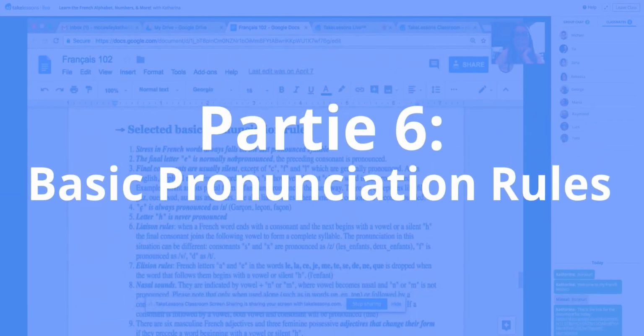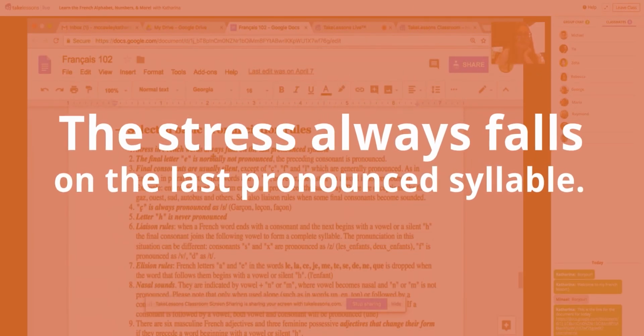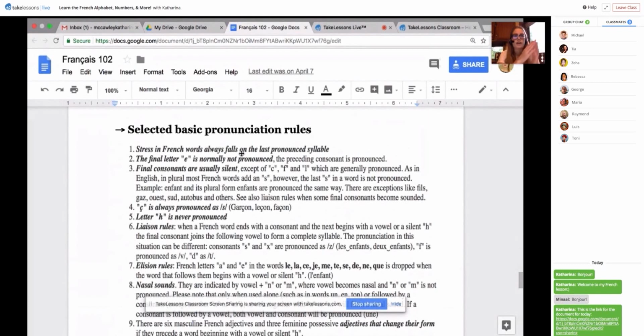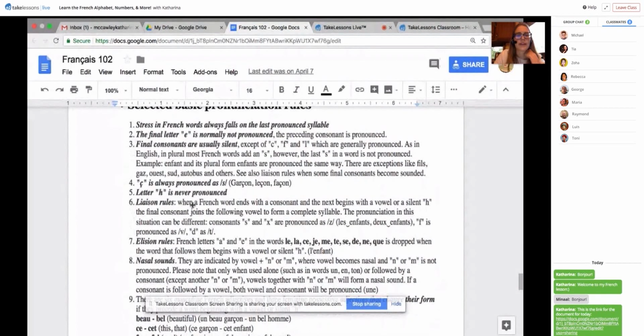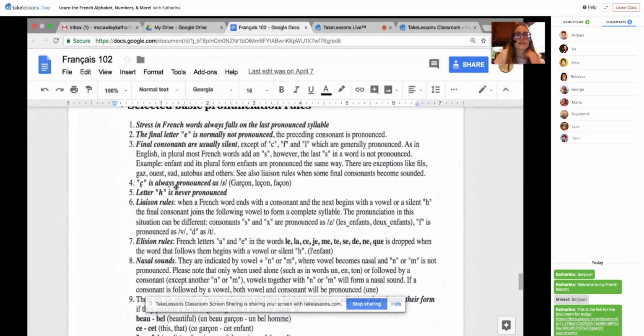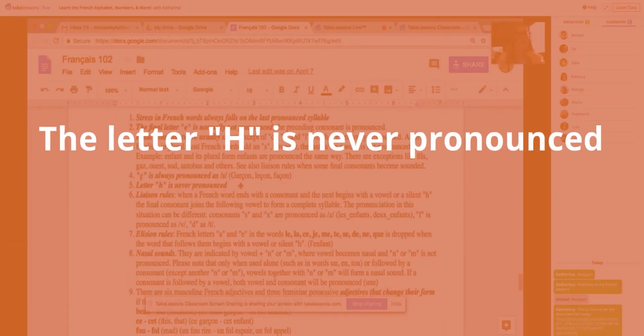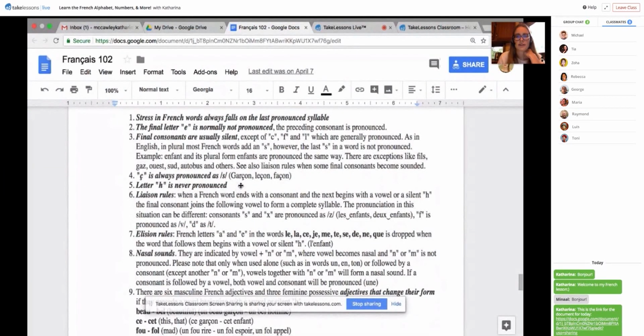And then just some basic pronunciation rules. The stress in French words always falls on the last pronounced syllable. So you have the stress always at the end of a word, like crème as an example. Then the C with the little S on the bottom is always pronounced as S. So garçon, leçon, façon, so like a soft S. The letter H is never pronounced. We had that with l'hôpital, hospital. You don't hear it at all.